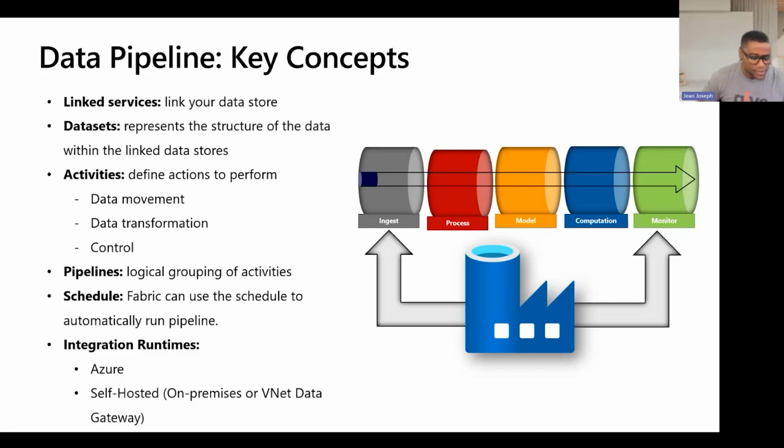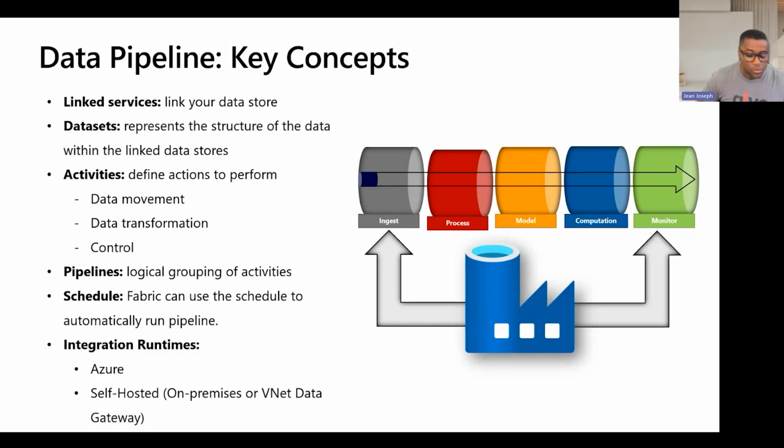In terms of activities, activities in Microsoft Fabric define actions to perform on your data. Microsoft Fabric supports data movement activities, data transformation activities, okay? And also control flow activities. If we have to focus on data movement, in Microsoft Fabric it involves transferring data from various sources into a single data lake where it can be stored, analyzed, and visualized.